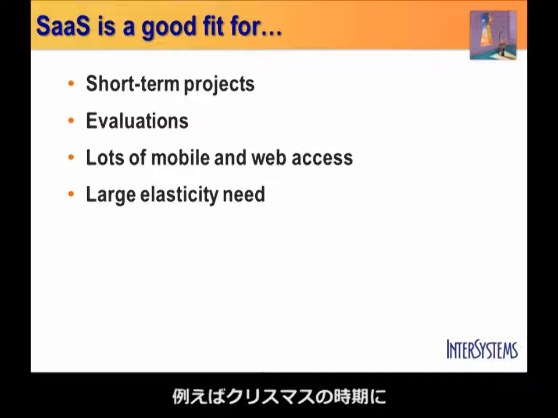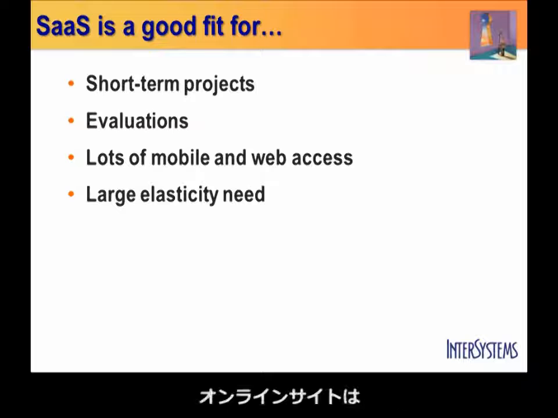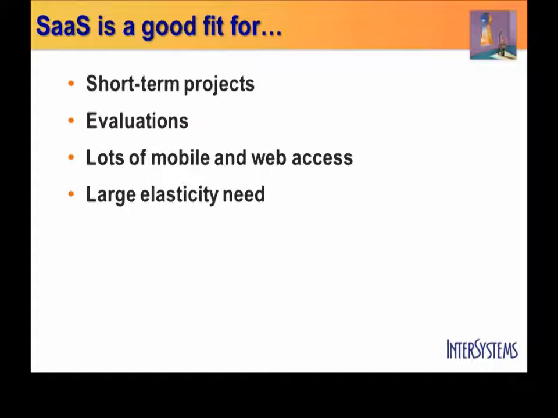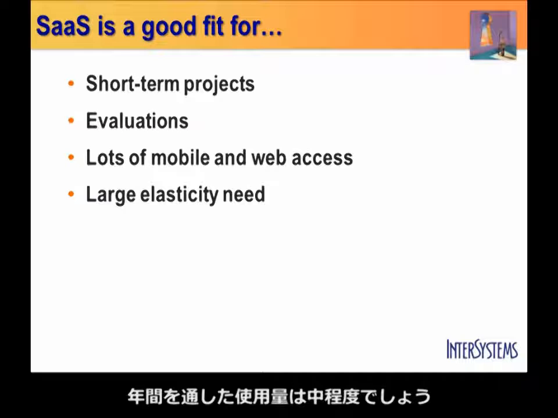So if you have a seasonal application, let's say around Christmas time, your online site is very busy because people want to buy lots of presents for their families from your store at Christmas time. At that time, you're going to start to see a peak in usage. But the rest of the year, you don't see that peak. You see some moderate average usage along the year.